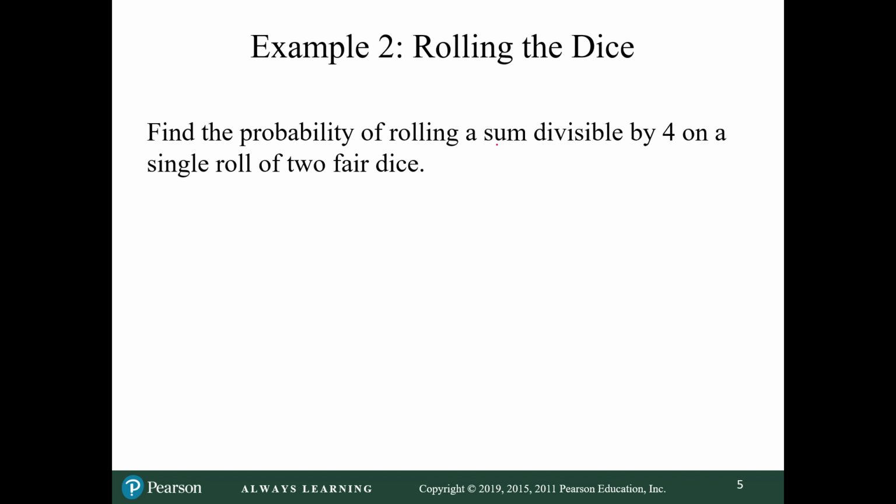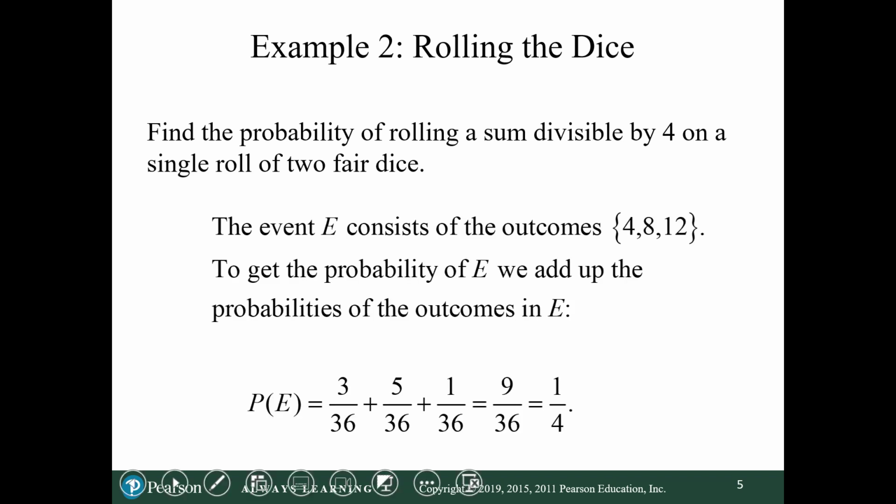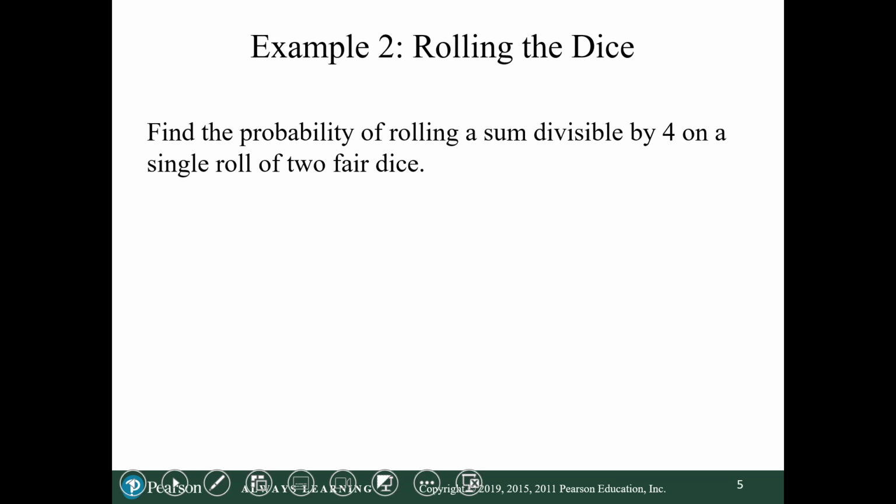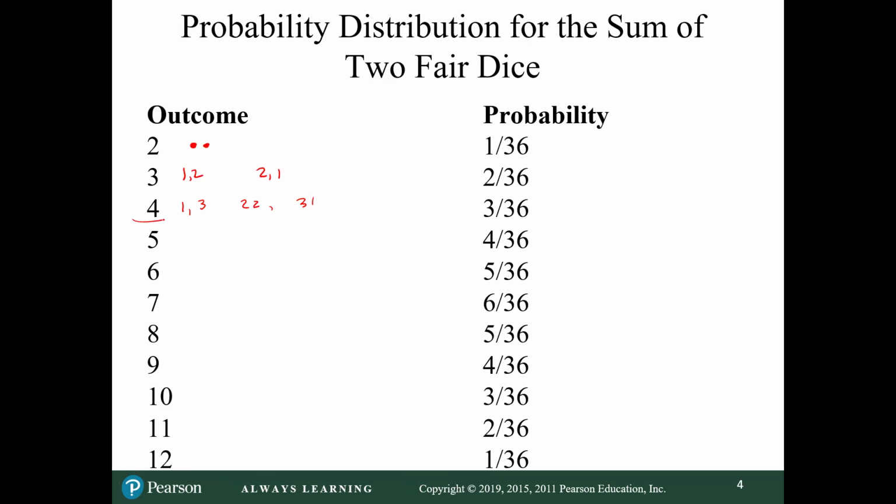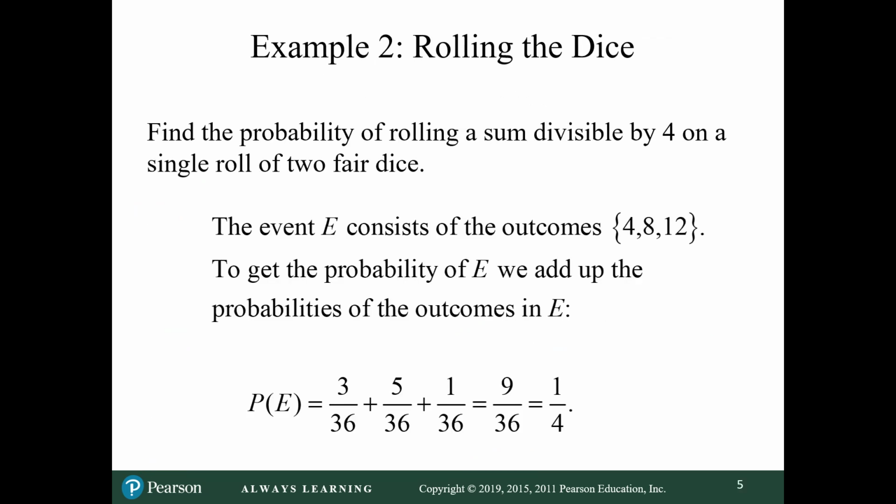Find the probability of rolling a sum divisible by 4 on a single roll of 2 fair dice. So if we go back, 4 is divisible by 4, 8 is divisible by 4, and 12 is divisible by 4. So you have a 3 out of 36 chance, a 5 out of 36 chance, and a 1 out of 36 chance. If you add them all up, you get 9 out of 36, which is 1/4, because you take each of those chances.